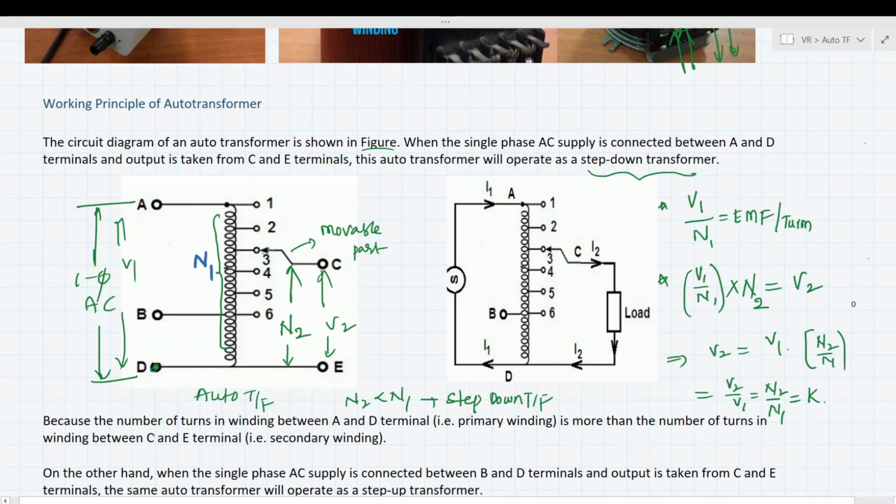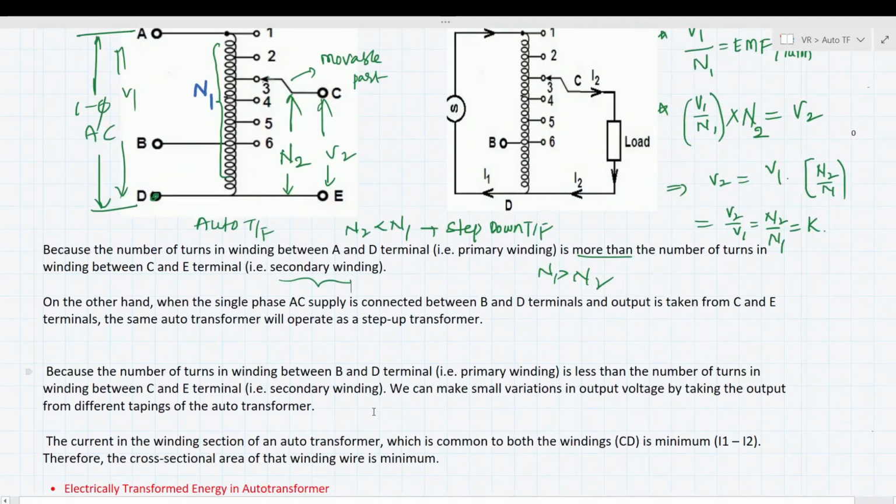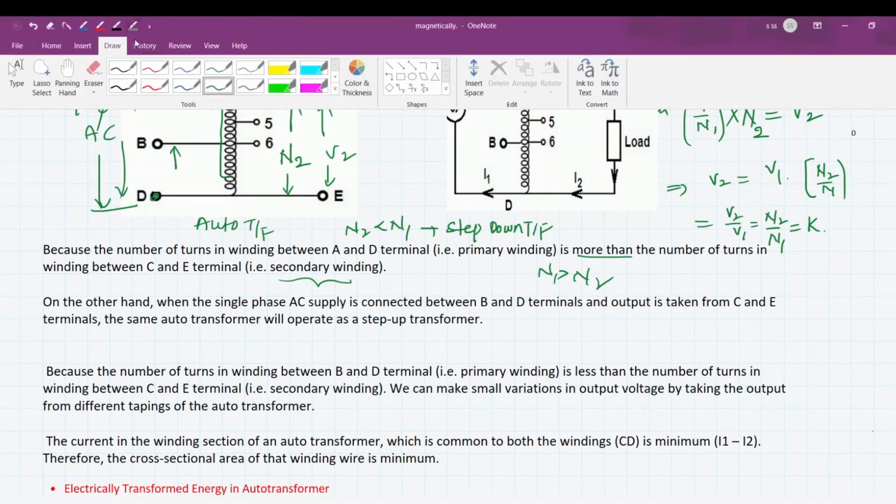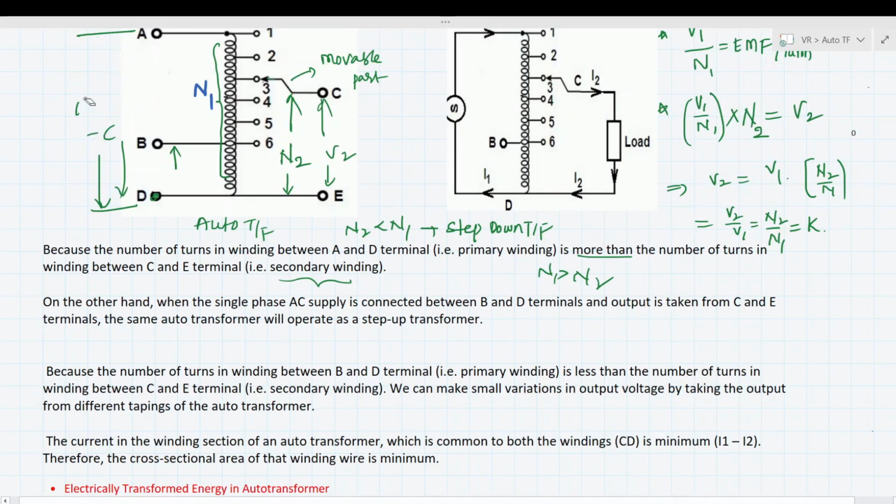Because the number of turns in the winding between A and D terminals, that is N1, is more compared to N2, the number of turns in the winding between C and D terminals, that is why it is a step down transformer. On the other hand, when the AC supply is connected between B and D terminals, let us supply the AC here instead of between A and D. Now let us supply the input between B and D. So these are our input terminals and these are our N1 now, the number of turns being influenced by the supply.